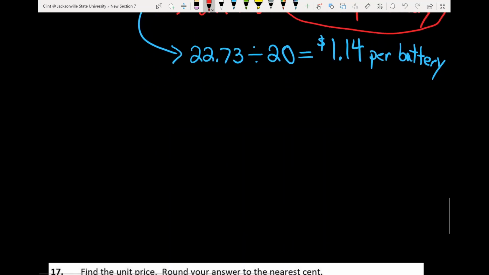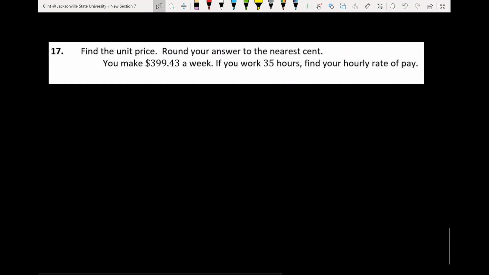Okay, number 17. If you've ever worked an hourly job, you've probably done this calculation before. It says find the unit price. It says you make $399.43 a week. If you work 35 hours, find your hourly rate of pay. We're ignoring taxes and all those deductions here, and we want to round our answer to the nearest cent. So what we're looking for here is how much money we make per hour.